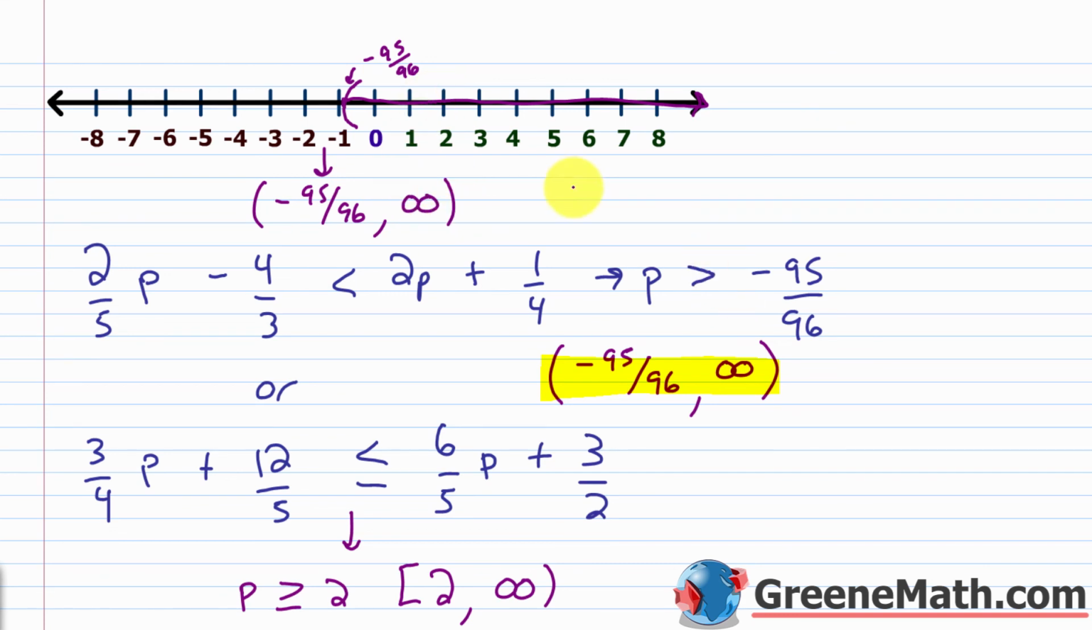And then we could also just say it's p is greater than negative 95 over 96, because this solution contains completely this solution. And again, if it's a solution to either, it's a solution for the compound inequality with OR.